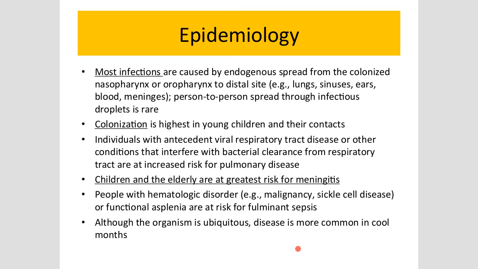Now, as far as epidemiology is concerned, you can see again, most infections are coming from endogenous spread. What does that mean? What it means is that you already have your nose and throat colonized for it. So you give opportunity for these bacteria to go into you. That's the challenge that we have as compared to exogenous, right? So most of the infection is endogenous. It will go from your nose into your lungs, sinuses, ear, blood, and meninges, right? Or you can cough it out, because you have this droplet infection person to person.